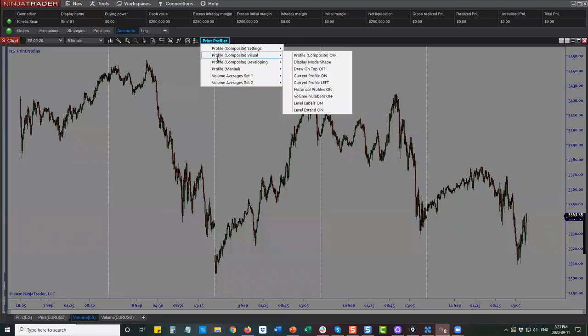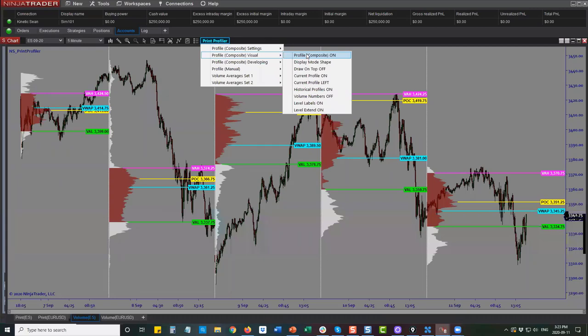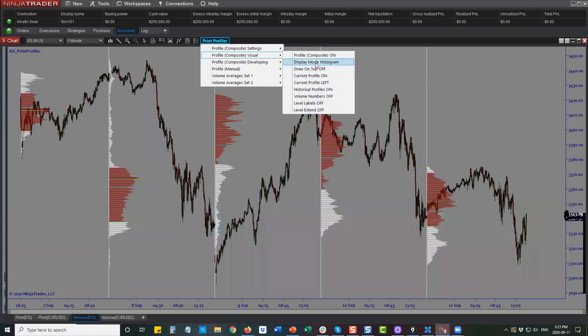A composite profile is where I have the ability to go in and turn profiles on for every single day. And this allows me to go in and really customize things, such as if I want to show it as a shape or I want to show it as histogram bars. Okay, the shape can be quite graphically appealing to a lot of traders because it's actually easier for us to see the nodes. So the reason I designed it like this is because a lot of traders are visual in nature, and it has the ability for us to go in and study the volume nodes more efficiently.